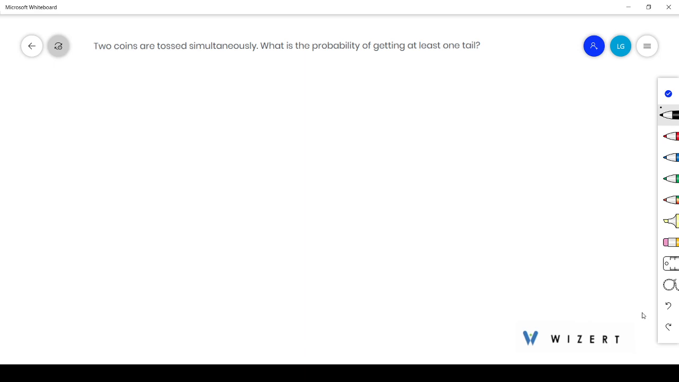Our question is, two coins are tossed simultaneously. What is the probability of getting at least one tail? Now, two coins are tossed simultaneously.